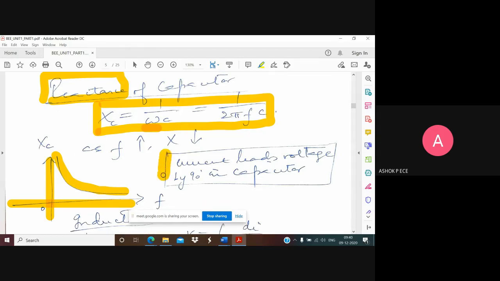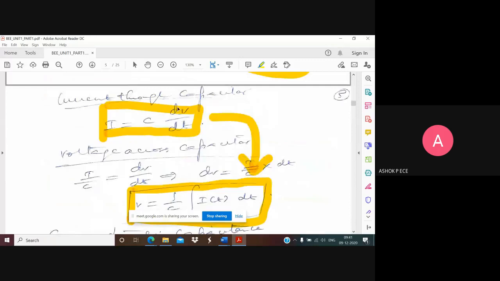Okay. And one important feature of a capacitor is that in a capacitance, current leads the voltage by 90 degrees. Very, very important observation in a capacitor. Current leads the voltage by 90 degrees. I'll show it with a simple example. This is the formula for current through a capacitor, right? So I is equal to C into dV by dt. Assume for this V, I'm going to give a sine signal. So assume V is equal to sine t.